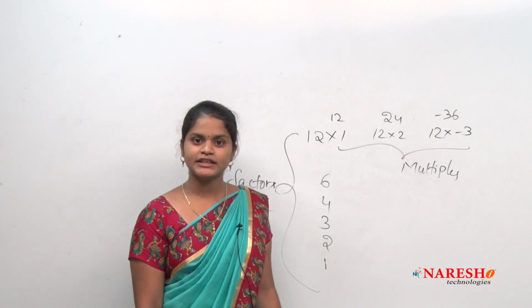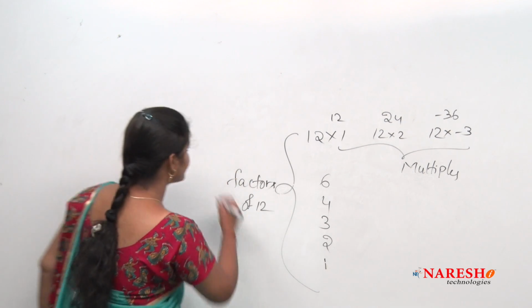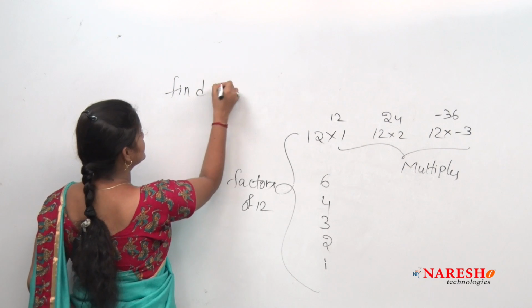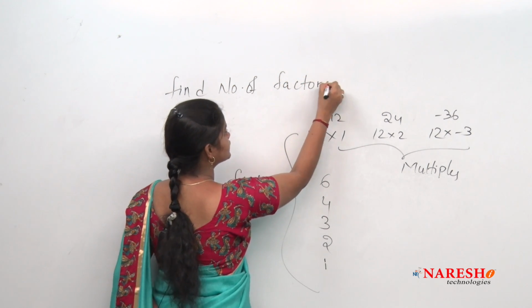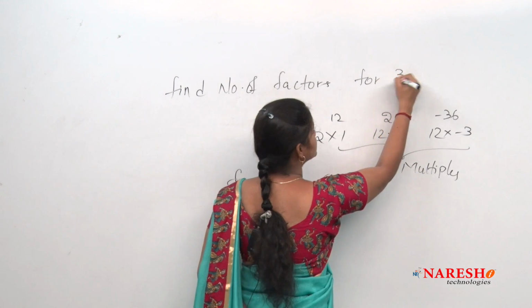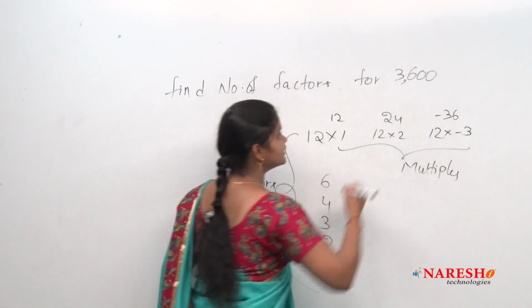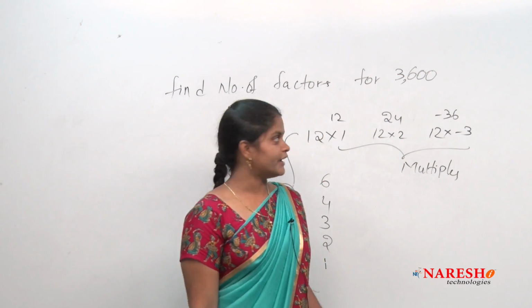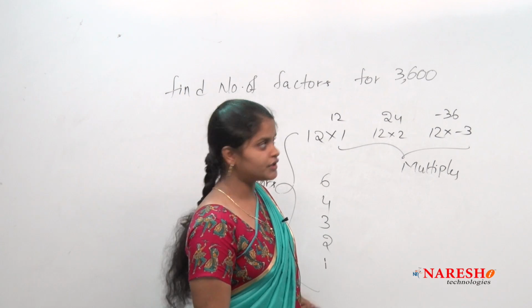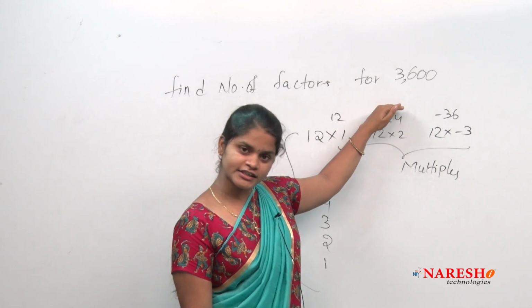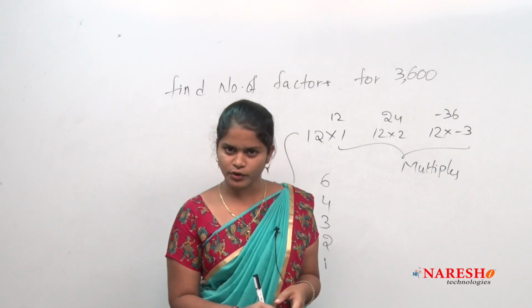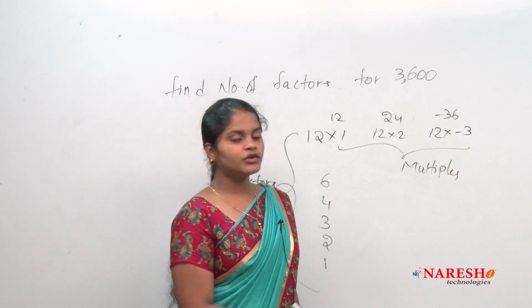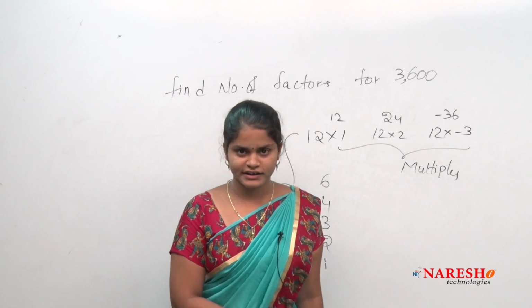For example, there is a question like: find the number of factors for 3600. This is 12, so we easily wrote them. Can I sit and write for 3600? 1 is a factor, 2 is a factor, 4 is a factor. Is that possible? No, right? So we are going to follow a method called the factorization method.